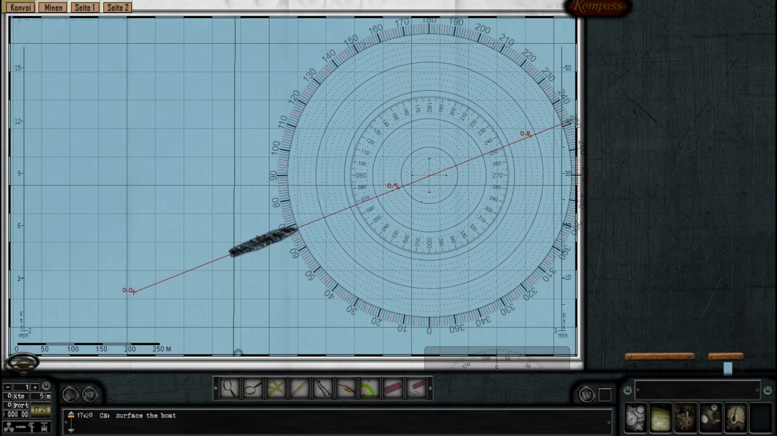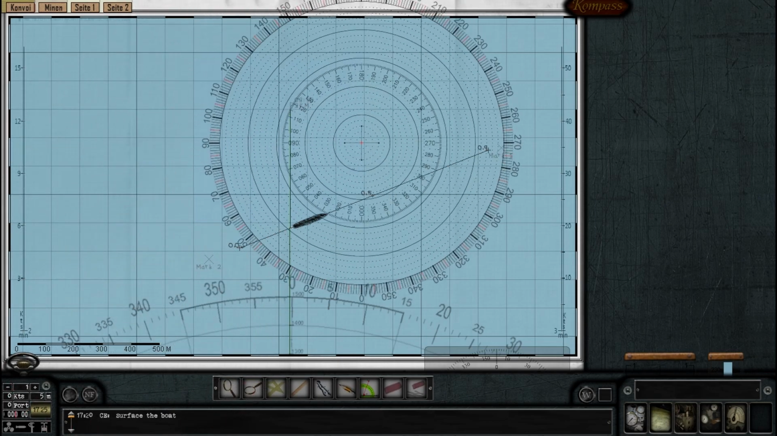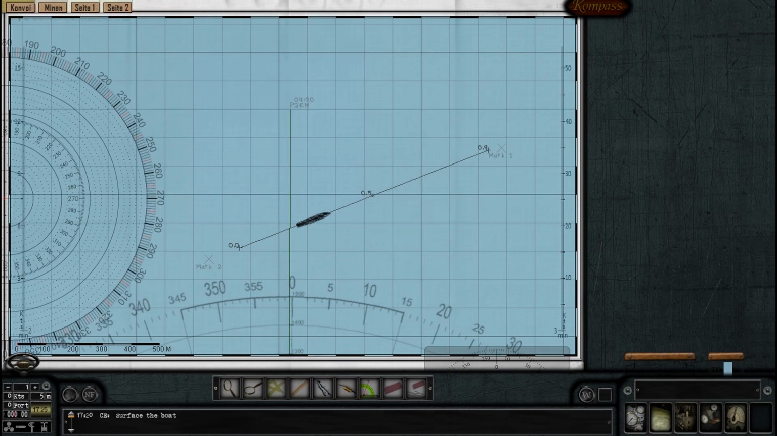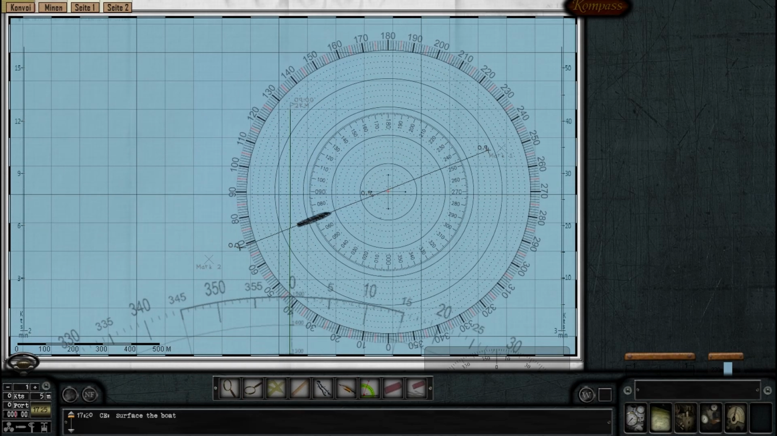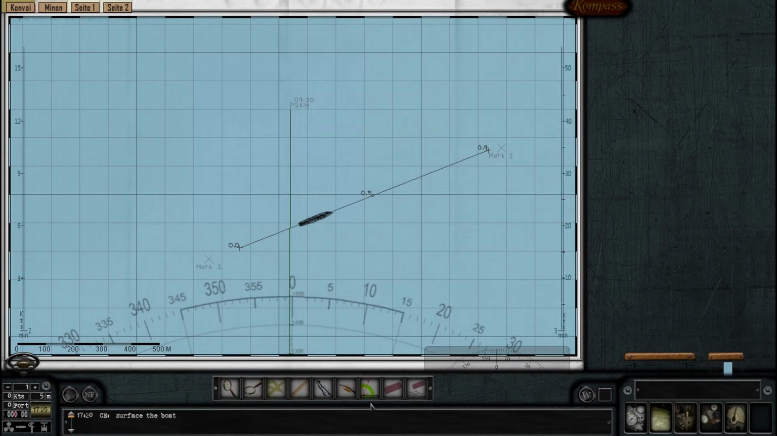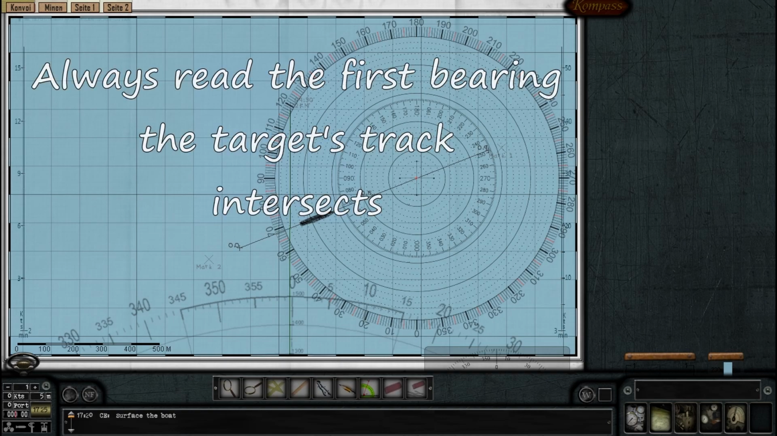So really important. If the track was reversed, so ignore this ship and suppose that the target is here and he's heading towards here, okay? In that case, the bearing you would read would be 248. Why? Because again, we are reading the first bearing, not the second one. So if the target is moving right to left, we read the first bearing from the right. If the target is moving left to right, like he does right now, we read the first bearing from the left. Again, the first bearing from the left is either the 68 or the 69.